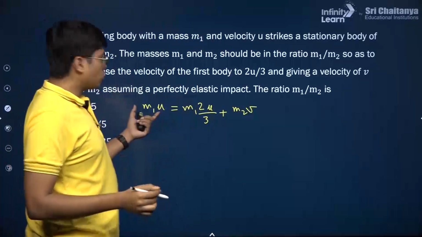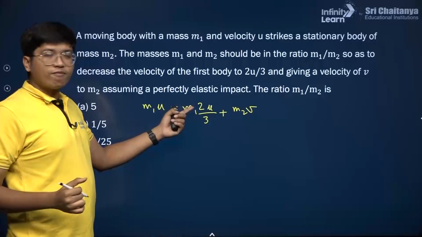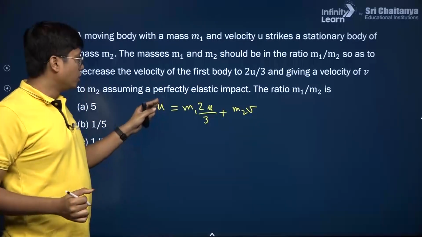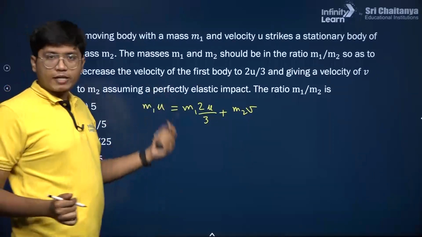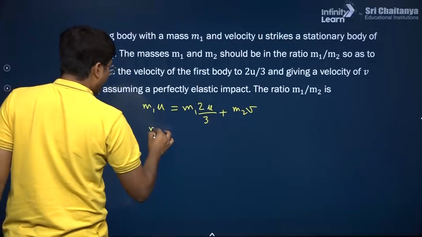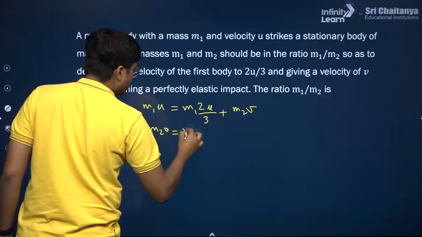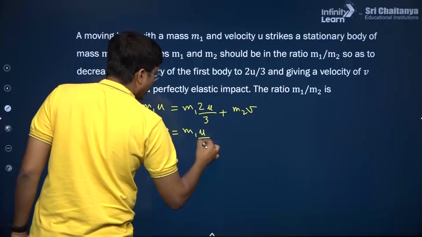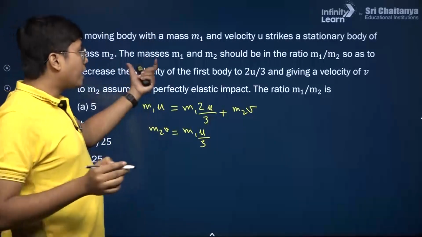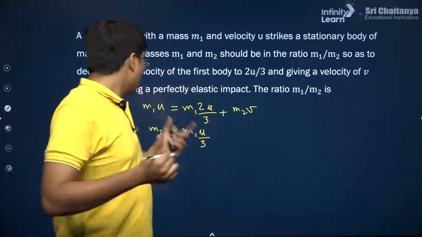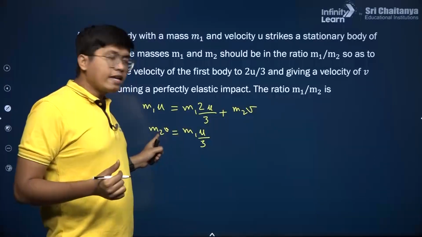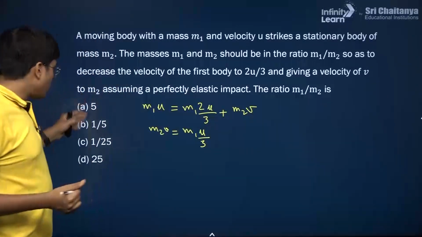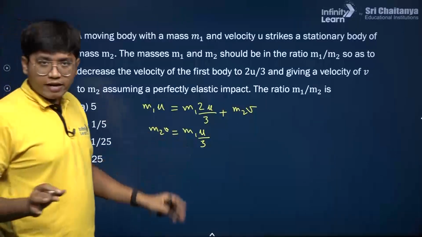Now, if you just shift this over to this side, you will get m1u minus m1 2u by 3. So, taking m1u common, you have 1 minus 2 by 3, that is 1 by 3. That will effectively give you m2v is equal to m1u by 3. Now, from here we can't get m1 by m2. That is because over here we have v and u. And the final answer we want in actual numbers. We don't want any variables over there.